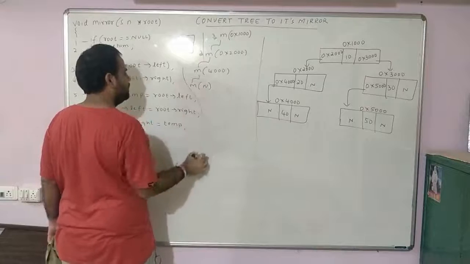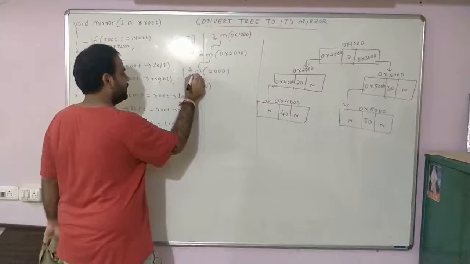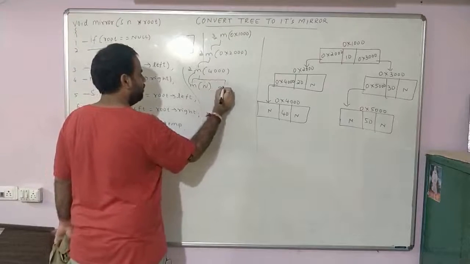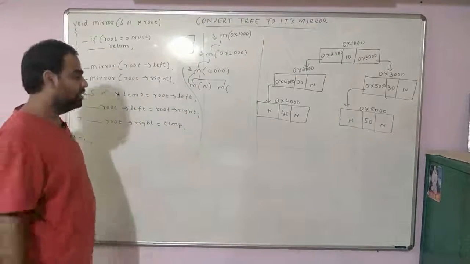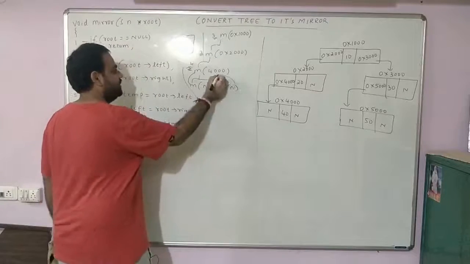4000 arrow left is null, and the return line number is 3. Is null equal null? Yes, you return back. Now you execute line number 4, mirror of 4000 arrow right. What is 4000 arrow right? Again it is null, and the return line number is 4. Null equal null, you return.